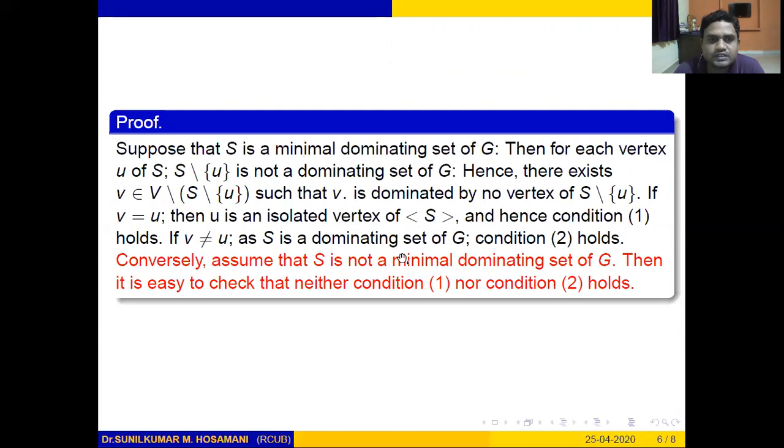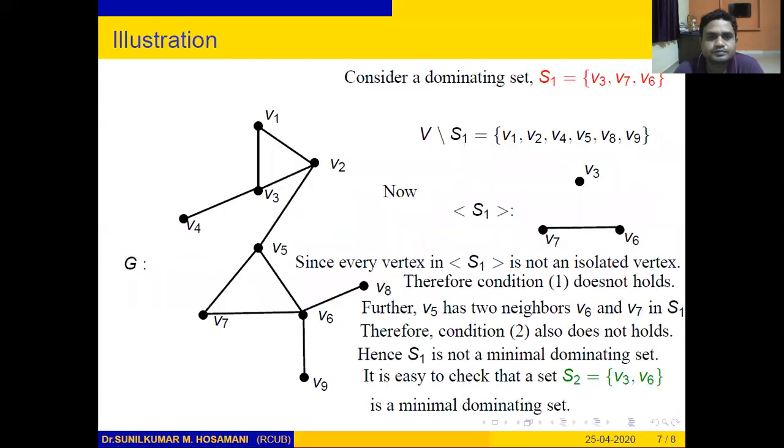Let us illustrate the proof of the characterization theorem with an example. Consider a graph G containing 9 vertices: V1, V2, V3, V4, V5, V6, V7, V8 and V9. First, we have to select a dominating set. Let us consider S1, a dominating set containing vertices V3, V6 and V7.